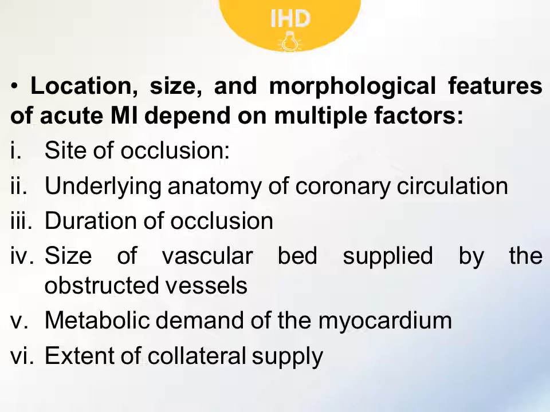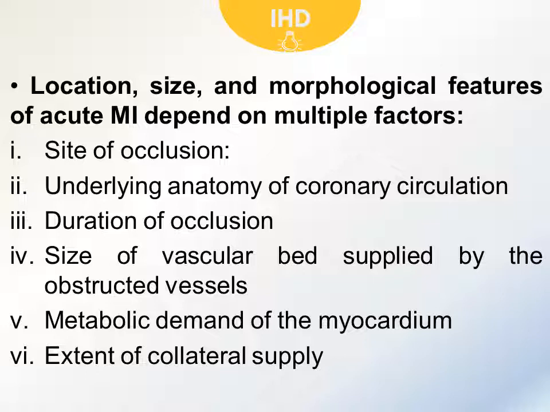Secondly, we have the underlying anatomy of the coronary circulation. Third, the duration of the occlusion, the size of the vascular bed supplied by the obstructed vessels, and the metabolic demands of the myocardium affected, for example, by the blood pressure and heart rate. And finally, we have the extent of coronary supply.